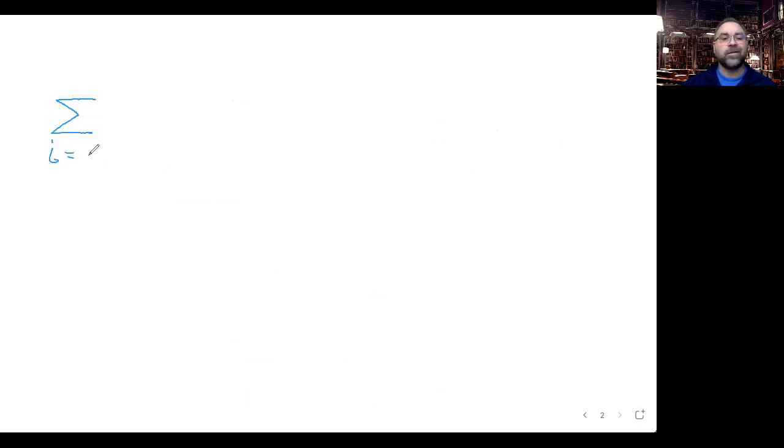Could be the letter i, could be the letter k, it doesn't really matter. We'll have it start at a certain number, that's what's on the bottom, and it'll finish at another number, maybe n, okay? And what it literally means is, there's some formula here that tells you what the terms of this series are going to be. Whatever that formula is, the sigma just means to add them up. So you take a1, a2, a3, a4, dot, dot, dot, all the way up to a sub n and add them together. And that is quite literally what this sigma notation means.